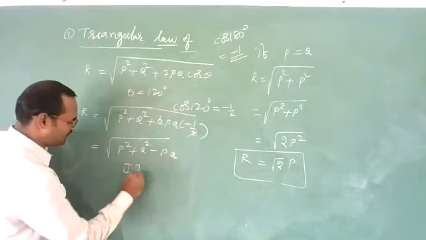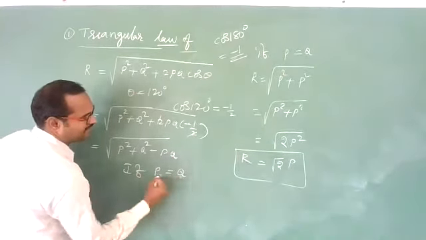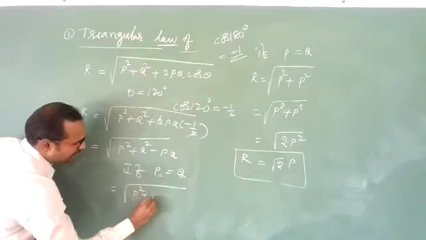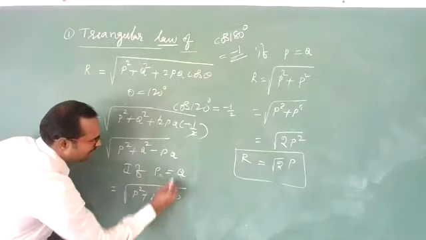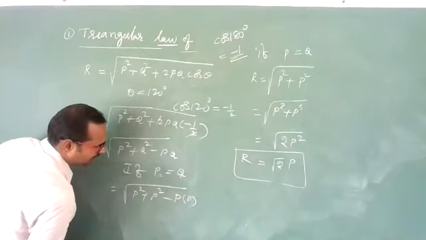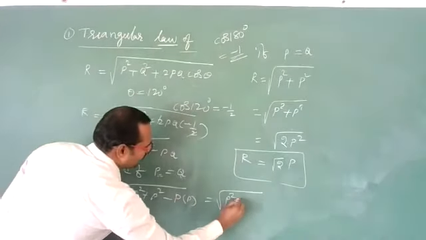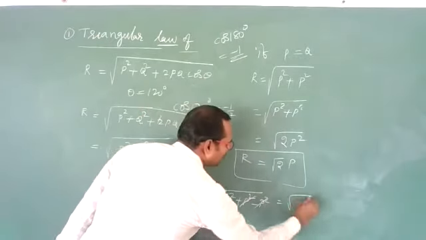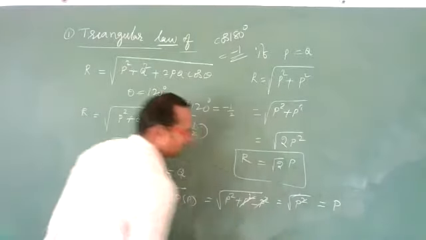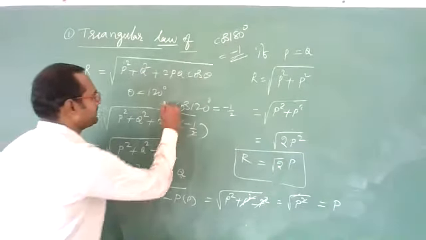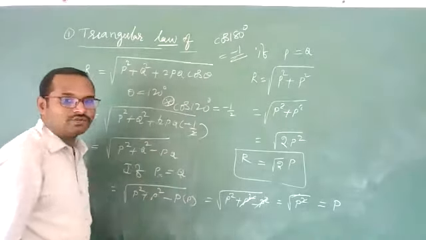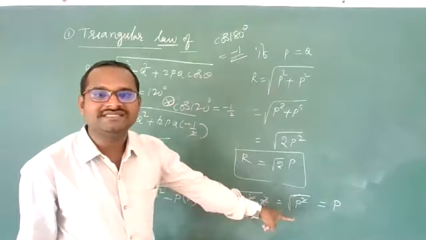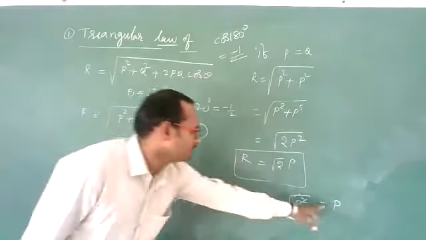Now if p is equal to q, two vectors are equal in magnitude and they are making 120 degrees angle, then you will get under root of p square plus p square minus p into p. Means it is under root of p square plus p square minus p square. This cancel. You will get root p square. It is nothing but p. Yes, very important result. When two equal vectors are making 120 degrees angle between them, then resultant of that is equal to any one vector.